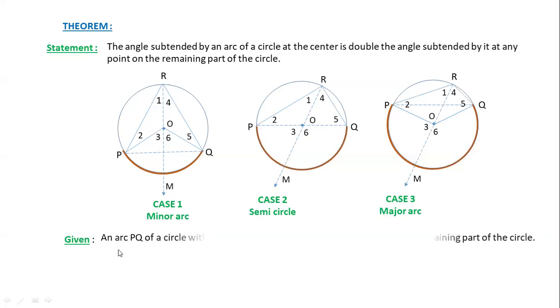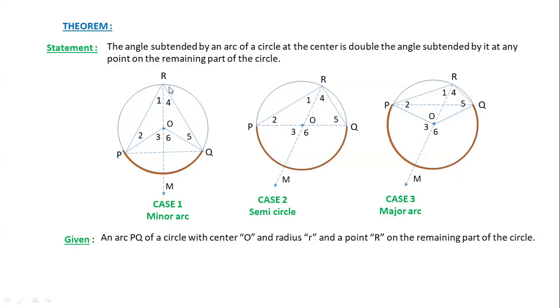What is given? An arc PQ of a circle with center O and radius r, and a point R on the remaining part of the circle. An arc is given, okay, with a circle of center O and radius r, and there is a point R on the remaining part of the circle. The arc is this side, the remaining part is this side. So this is on the remaining part.